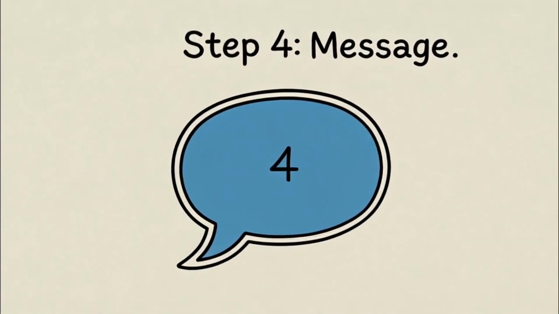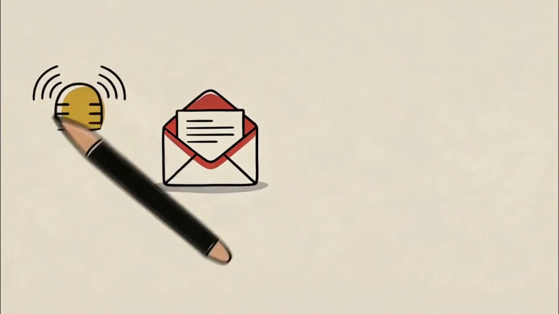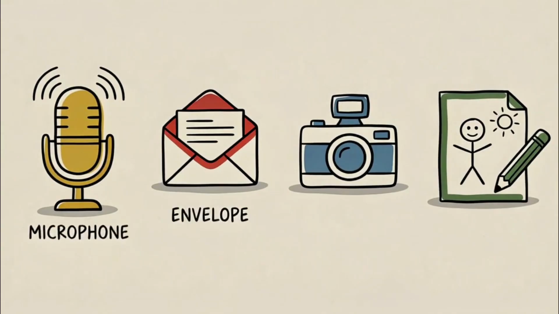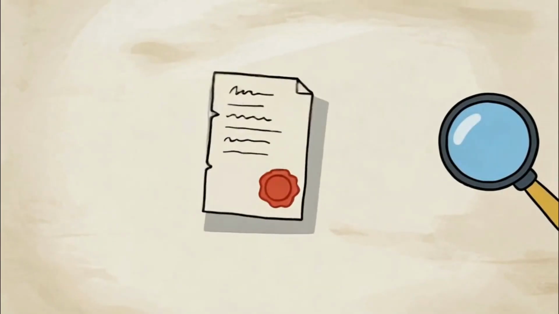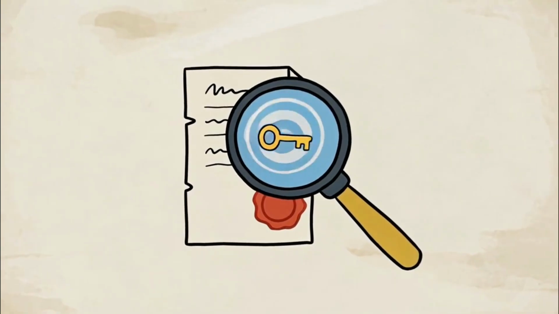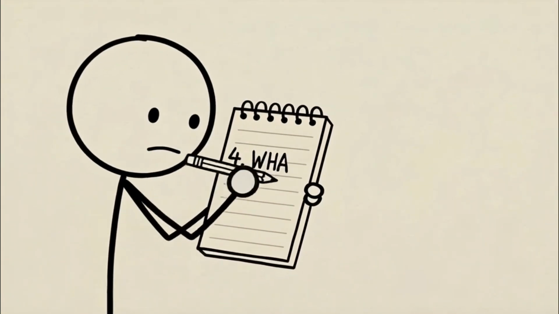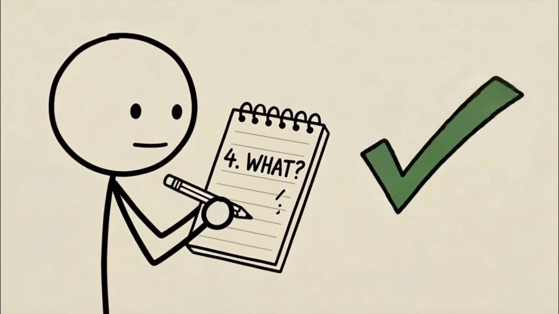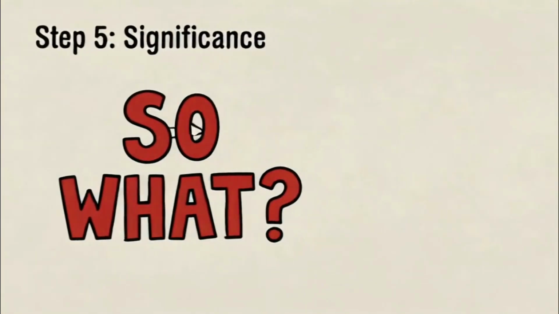Step 4. Determine the message. Now Bob asks the most important question so far. What is the author actually trying to say? Every source has a message. A speech, a letter, a photograph, a political cartoon. They're all communicating something. Historians don't just look at the source, they look for the message hidden inside it. Bob reads carefully and identifies the author's main idea. Another clue solved.